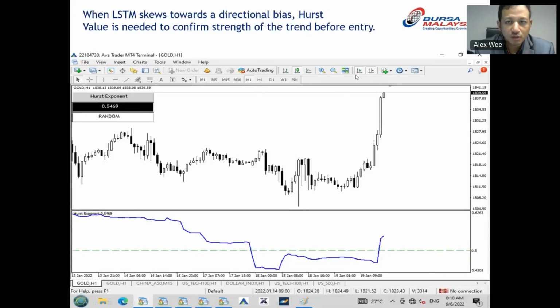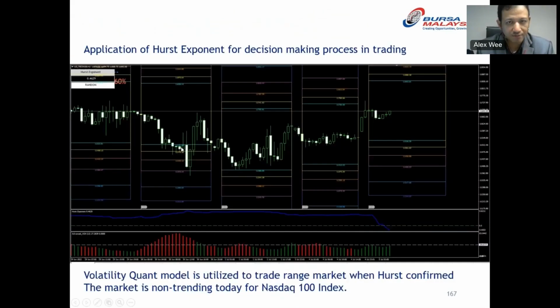So when LSTM skews towards a direction, Hurst is needed to confirm the strength. Let's just summarize it again. That's what Hurst is used for: to confirm the strength. So let me talk about the application of Hurst for the decision-making process.